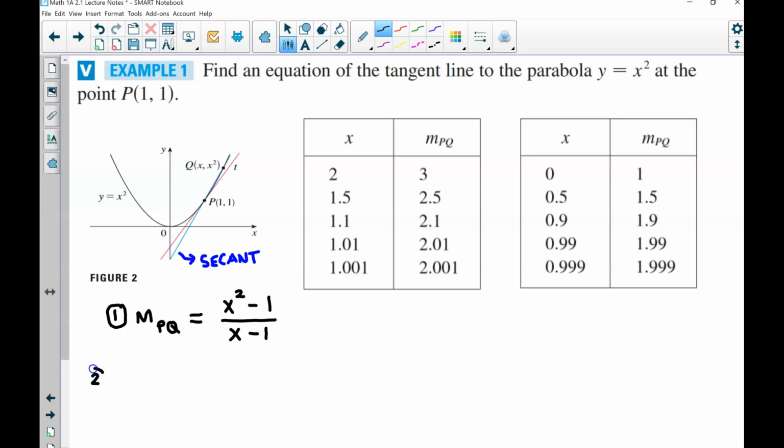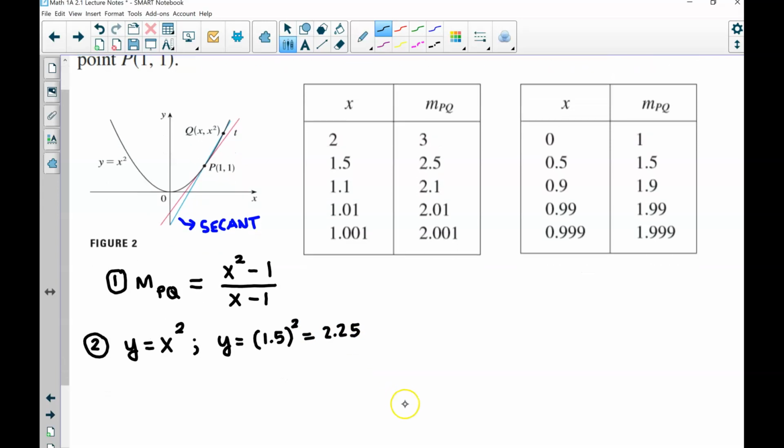Okay, I'm going to start over here, and I'm going to show you why. So if you have the function y equals x squared, let's say that we're going to put in 1.5 since that's the number that comes after 1. So y would then equal 1.5 squared, and 1.5 squared is equal to 2.25. So that gives us an input of 1.5 where the output is 2.25.